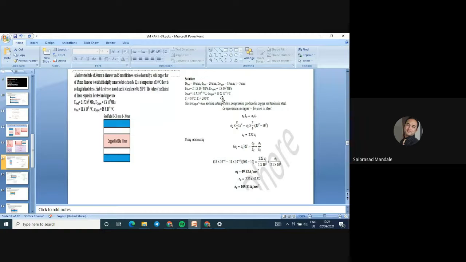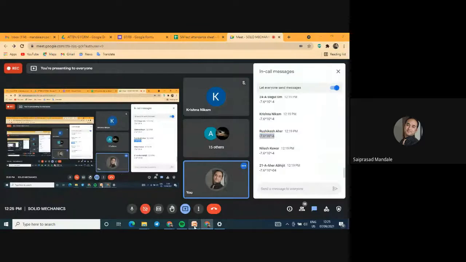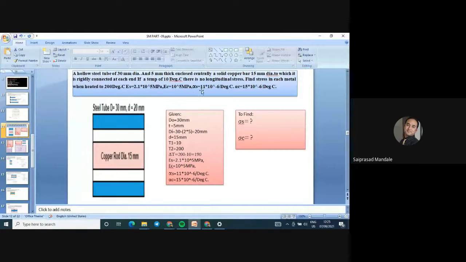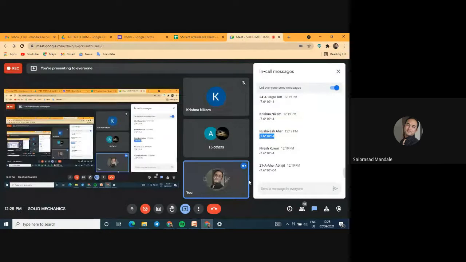Okay, so sigma still they have taken as 18. Alpha of steel is 18, and what have we taken for alpha? So alpha we have taken as 15. Okay, so our answers are correct. Don't have an issue.